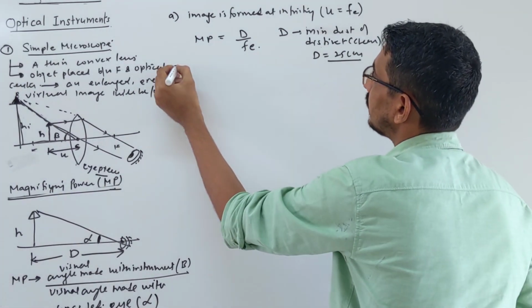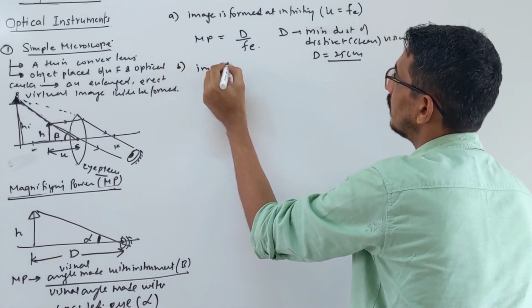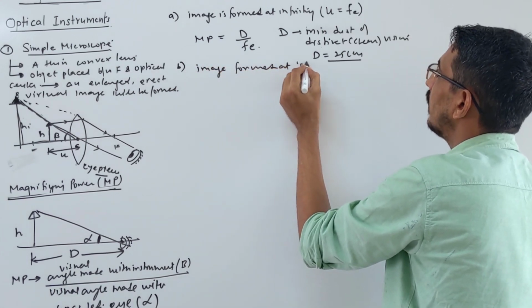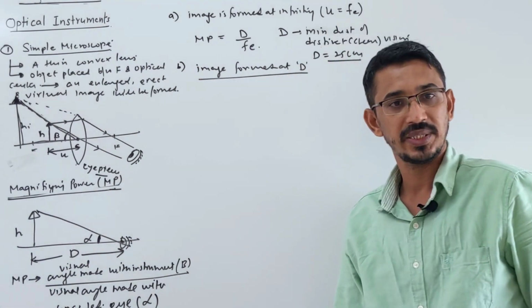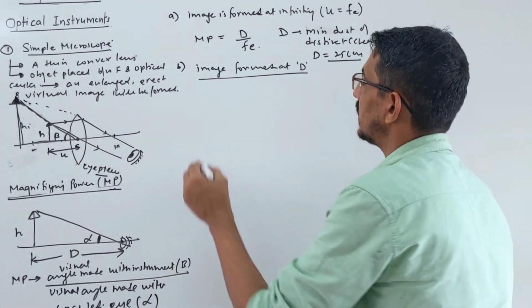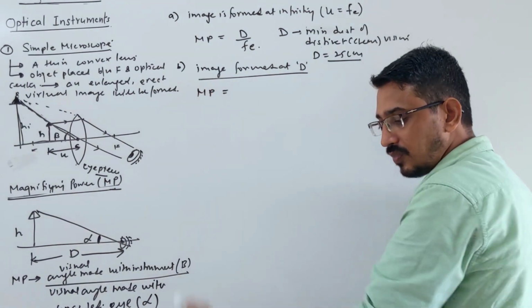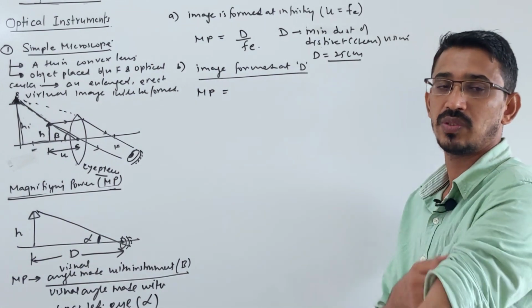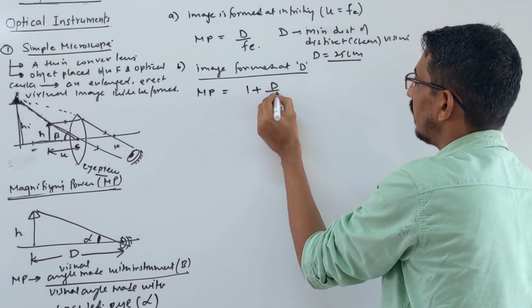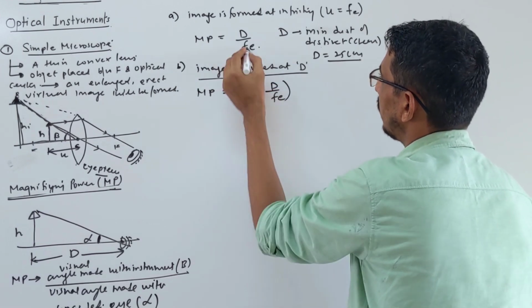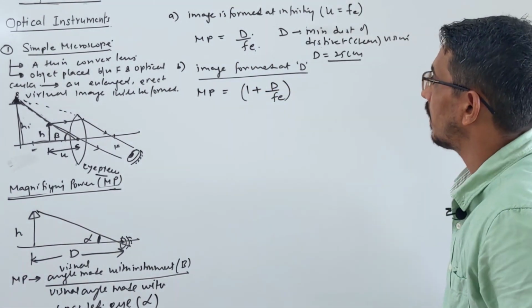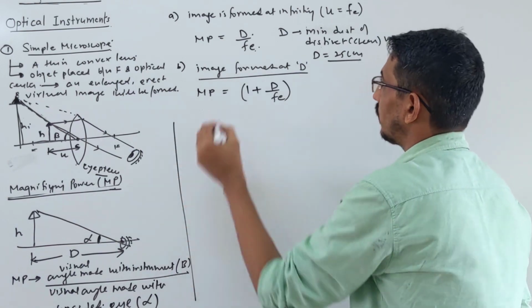Then for the second case, we write here, the image is formed at D itself. The image is formed at the distance of distinct vision, which means clear vision. Then how will this MP come? We write our lens formula, 1 by v minus 1 by u is 1 by f. Then we will get the answer. So I am writing directly. It becomes 1 plus D by Fe. This is your magnifying power. For the simple microscope, you just have to remember these two things only.